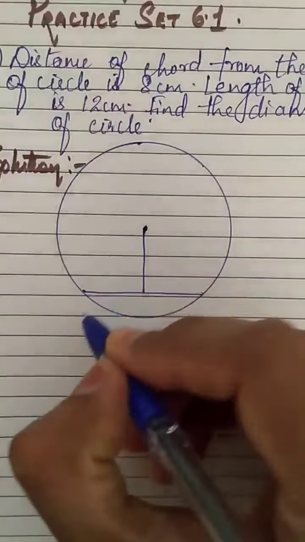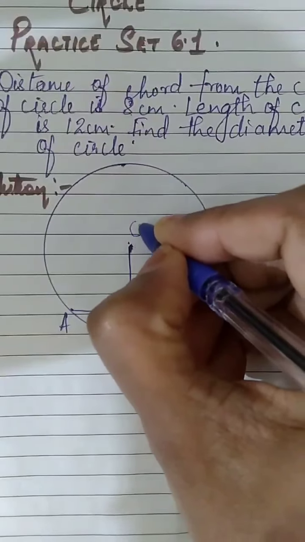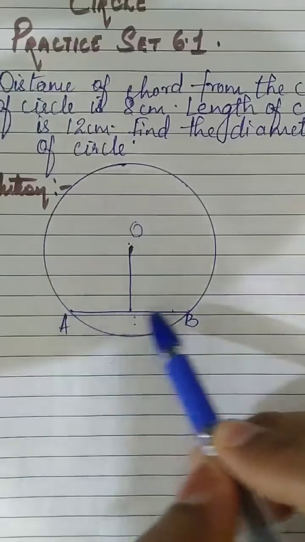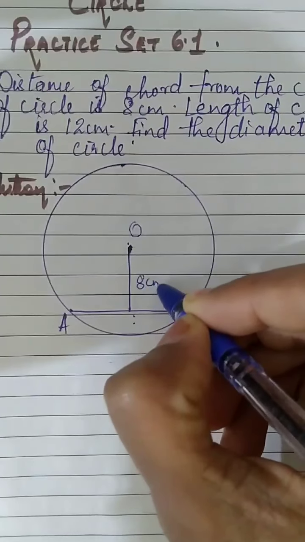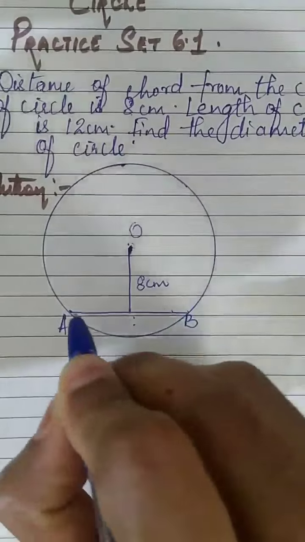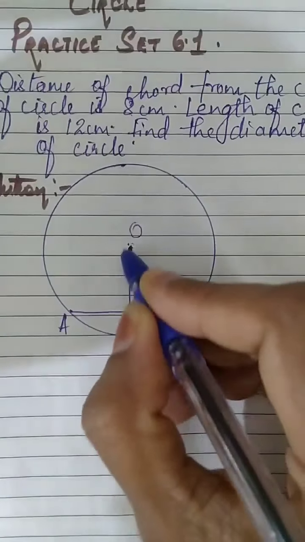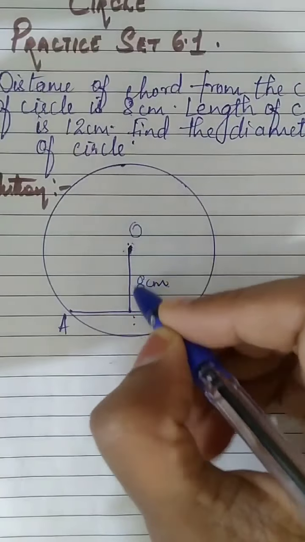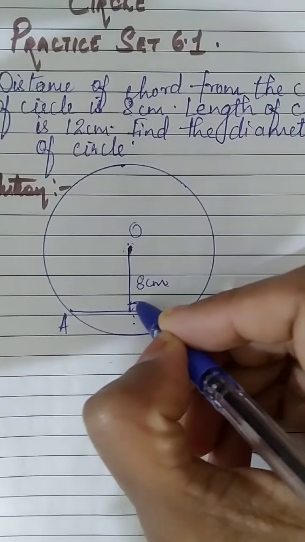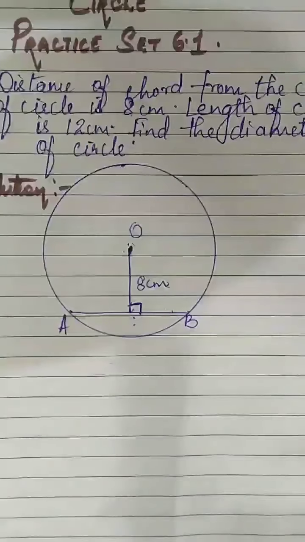So we have named the chord AB, and the distance of this chord AB from the center, let us name the center as O. Distance of chord AB from the center is 8 centimeter. So this distance is what we are talking about. Distance is always measured perpendicular. Okay, so you can put the perpendicular sign like this.